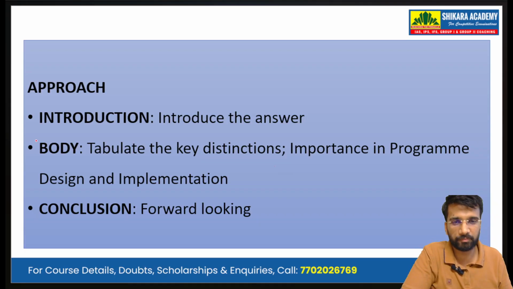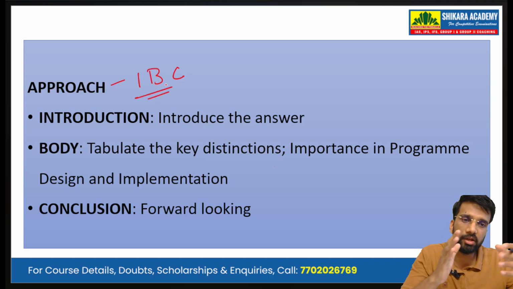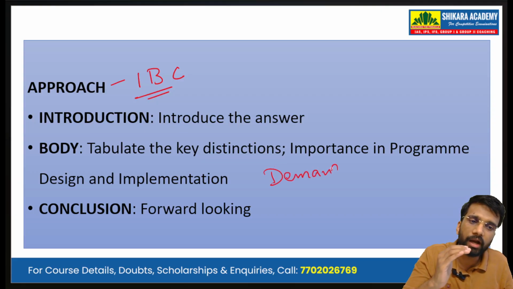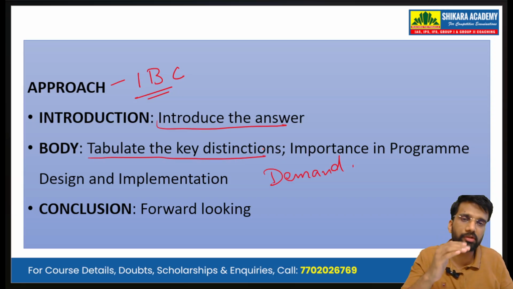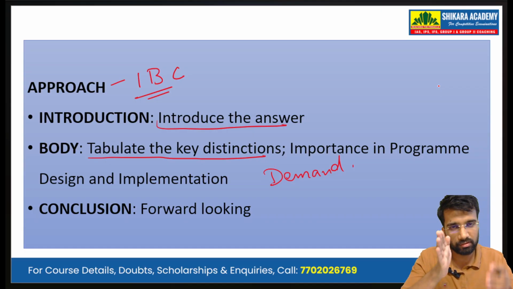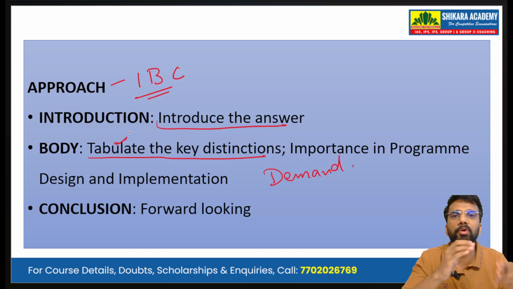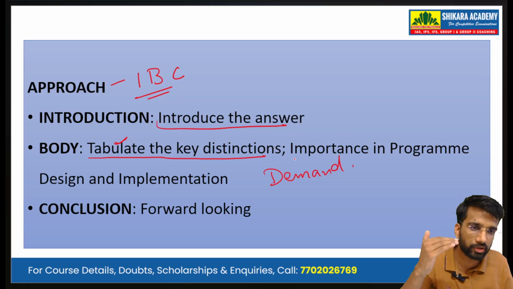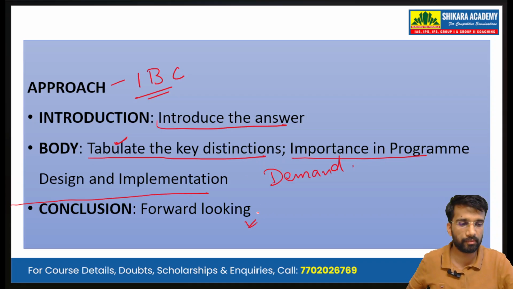Moving on to our approach of the answer. So we will be following the IBC approach. We first introduce the answer, then in body we address the demand of question, and in conclusion we write a forward looking line, a way forward in conclusion. So in introduction we introduce the answer. In body, we tabulate the key distinctions because we were asked distinction of gender equality, gender equity, and women empowerment. Whenever there is a question to distinguish something or differentiate between entities, it's the best approach to tabulate that particular answer. Then we write the second demand of the question, that is the importance of women empowerment in program design and implementation. Then a forward-looking conclusion.